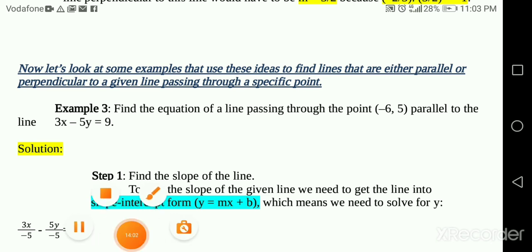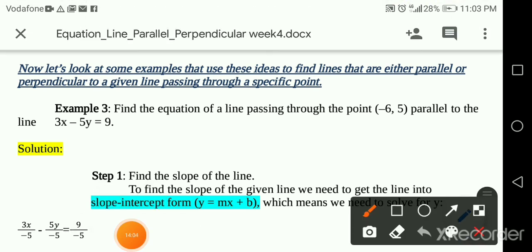How can I find it? I studied this well. The slope-intercept form is y equals mx plus b. So we have to study this well. Okay, so I have to rewrite my equation. It's written like this: 3x minus 5y equals 9.